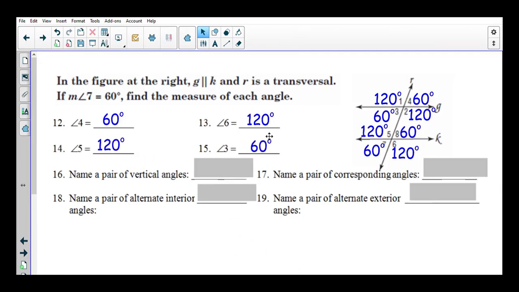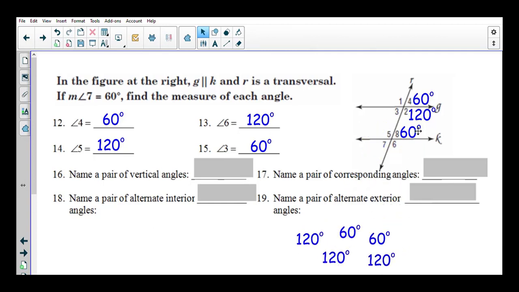All right, so using this same picture, it asks us to identify a pair of vertical angles. So I'm going to only list one pair here, but there's lots of pairs of vertical angles here. I'm actually going to pull these numbers out of the picture so it looks a little less complicated, because I think it looks kind of complicated. So let me just move these out of the way.